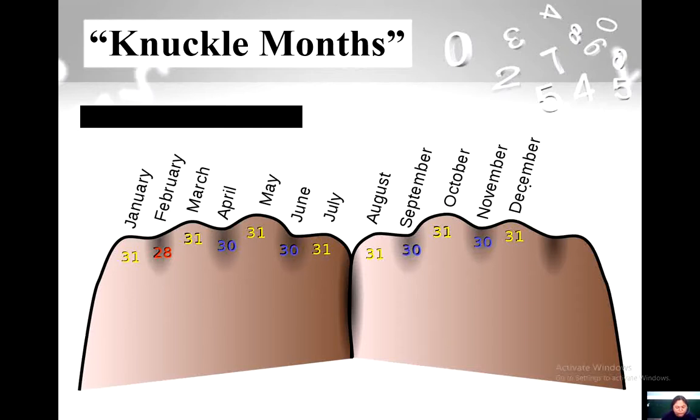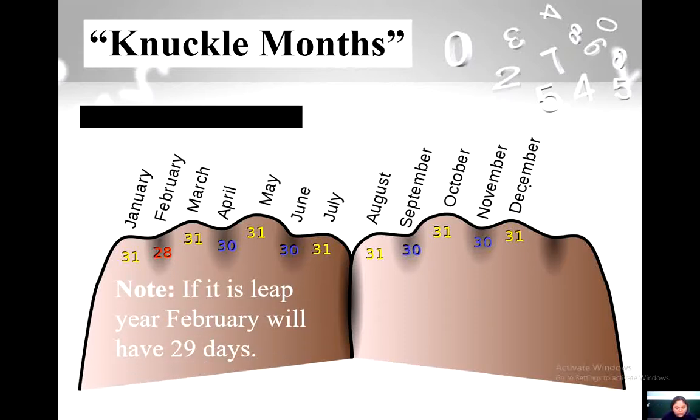Okay, so take note from left to right. So as you can see on the pictures. Okay po. So take note, if it is leap year, February will have 29 days. So leap year happens every 4 years. So this year, 2020, we have leap year. So next year, hindi na po siya leap year. So ibig sabihin, February is composed of 28 days.